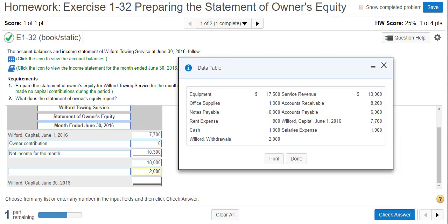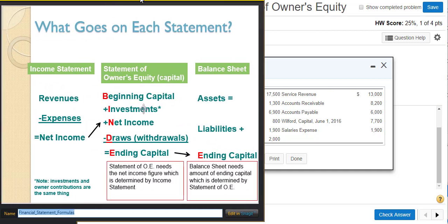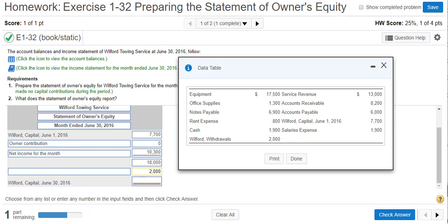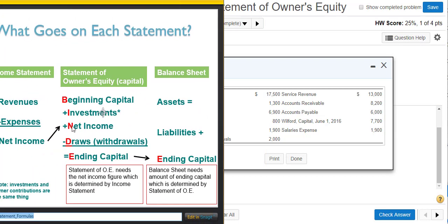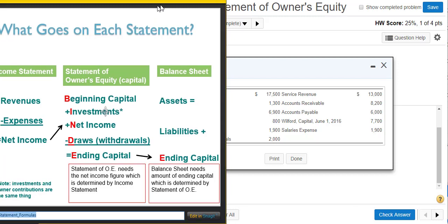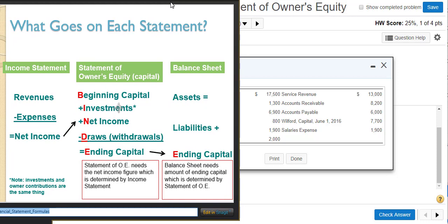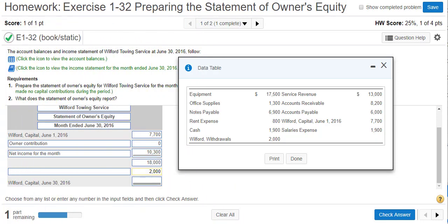Okay, now remember, we have to subtract draws. Remember, draws lower capital. And net income, which is profit, that increases capital. That's why we added net income. And investments, also known as owner contributions, also increase capital. That's why we added investments.